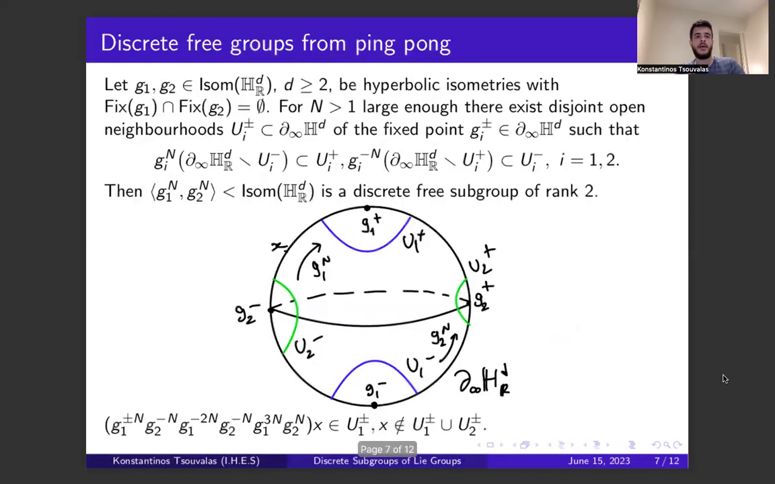So now we would like to provide you a very basic construction of discrete subgroups in Lie groups, in fact in isometry groups of real hyperbolic spaces, coming from ping pong. So we fix g1 and g2, two hyperbolic isometries of the d-dimensional hyperbolic space. You can see here the isometries g1 and g2 have fixed points g1 plus, g1 minus, g2 minus, g2 plus at the Gromov boundary of the hyperbolic space. And we assume these fixed point sets are disjoint, so all these points are distinct.